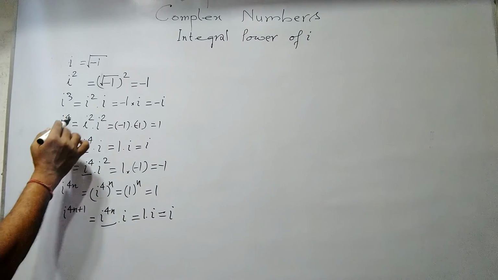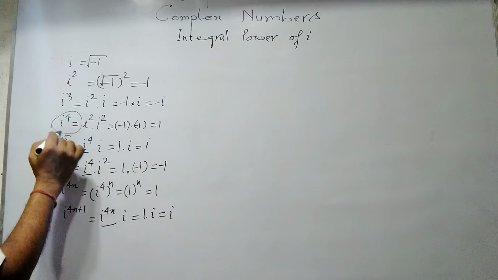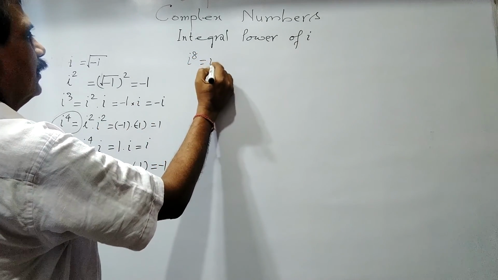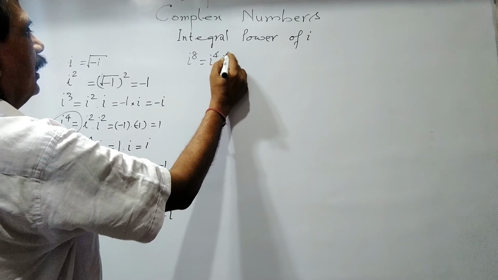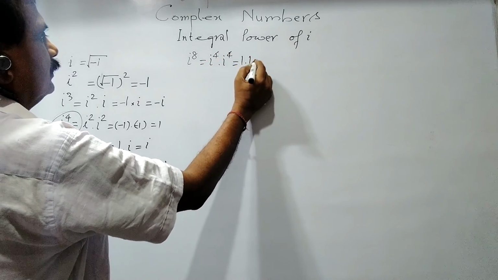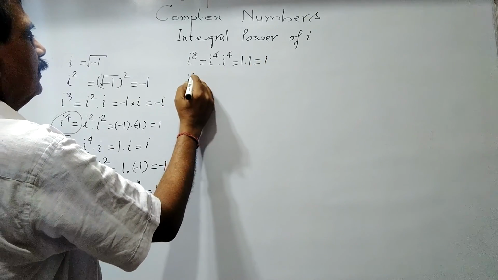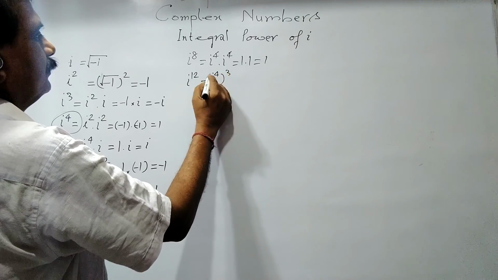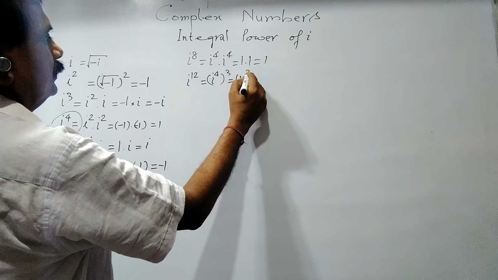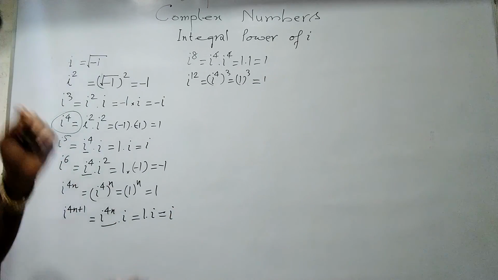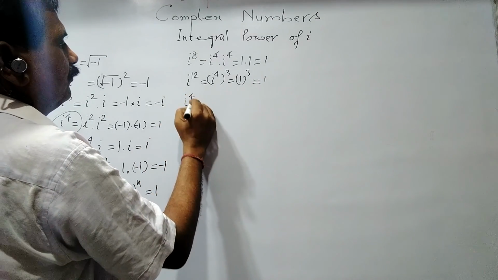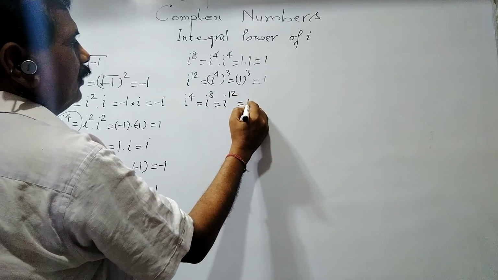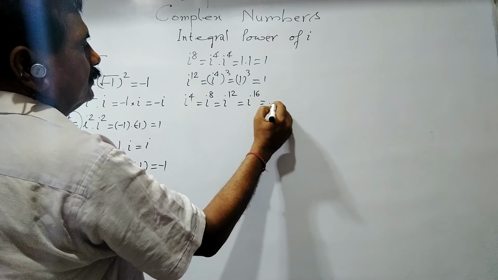Then portions related with 4. Suppose we take i8, that means i4 into i4. That is 1 into 1, that means 1. i12, that is i4 to the power 3, that is 1 to the power 3, that means 1. So we just observe that i4 equal to i to the power 8 equal to i to the power 12 equal to i to the power 16, like this. Okay?